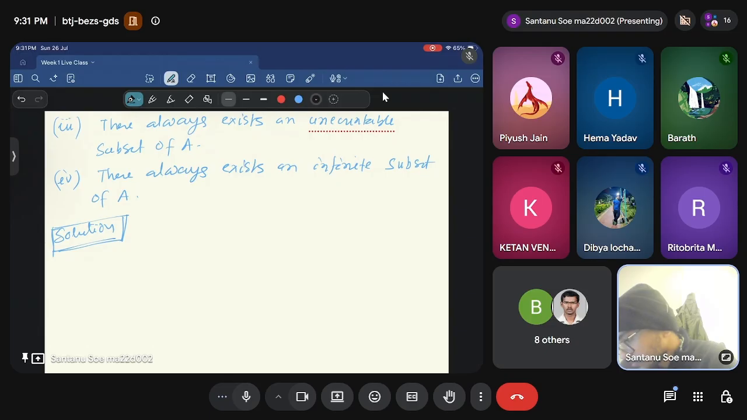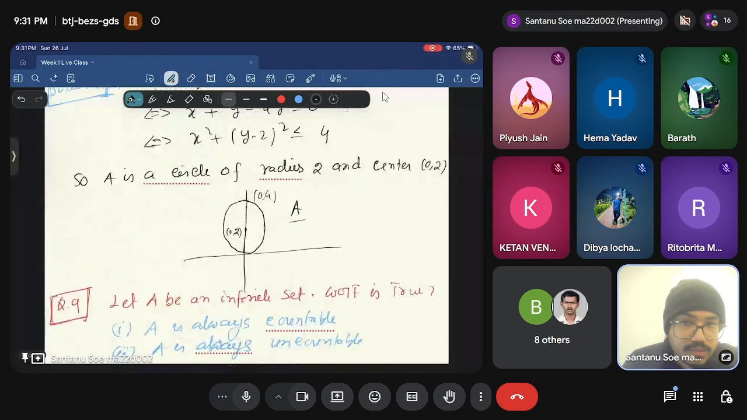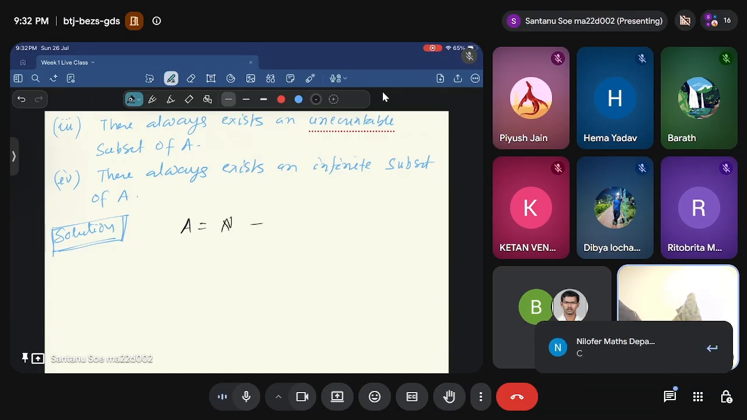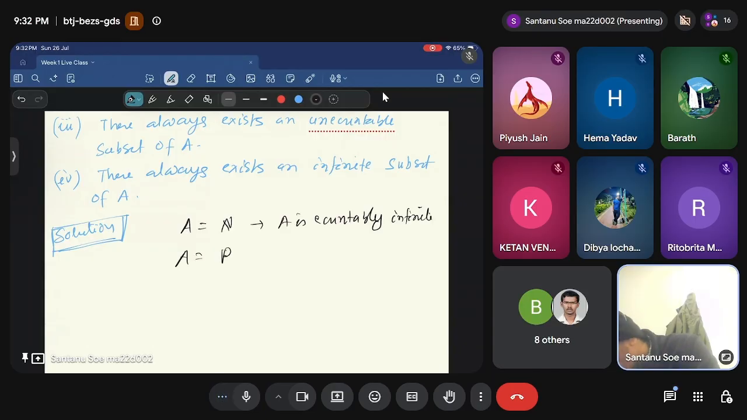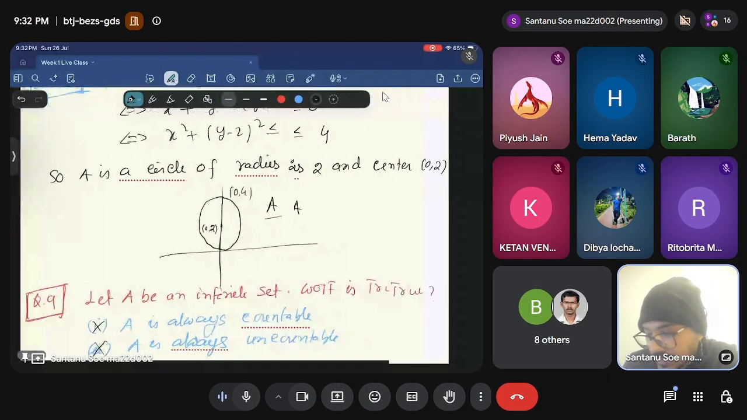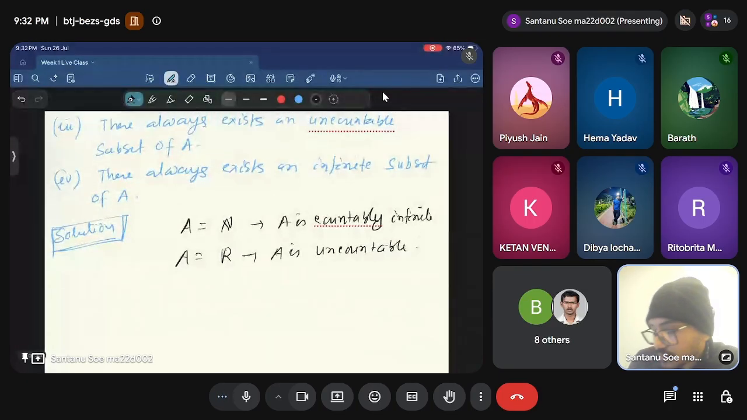First we'll do it by showing some counterexamples, because an infinite set need not always be countable, or necessarily be uncountable. For example, take A to be the set of natural numbers, then A is countably infinite. Similarly, you can take A to be R, then A is uncountable. So there are infinite sets which are not always countable or not always uncountable. That means the first two options are incorrect. A is not necessarily countable. Similarly, A is not necessarily uncountable. Now what about option three?